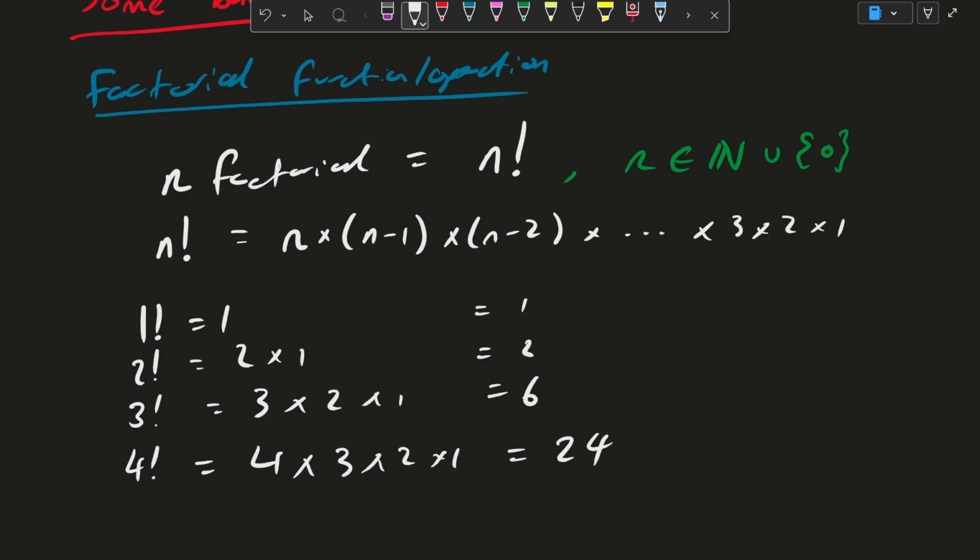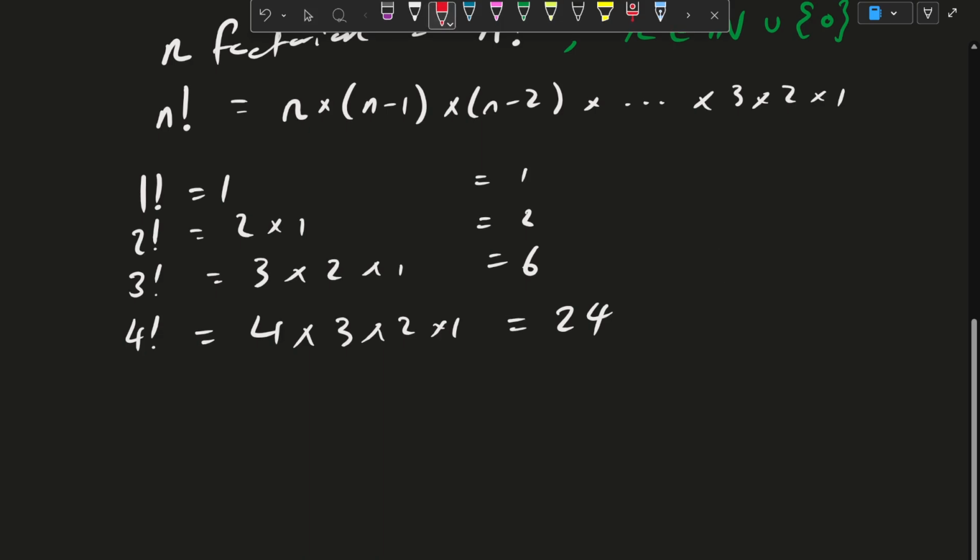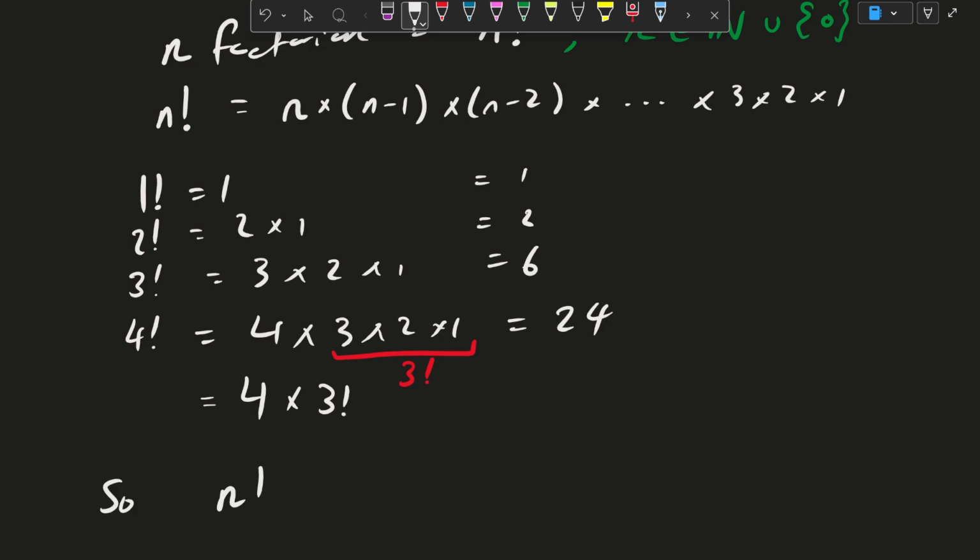Now, an important thing to note with regards to factorials is something you might have been able to spot. Note that in the case of 4 factorial, this is the same as 4 multiplied by 3 by 2 by 1. That is just 3 factorial from our previous definition. So note that we can also write n factorial as n multiplied by the quantity n minus 1 factorial.